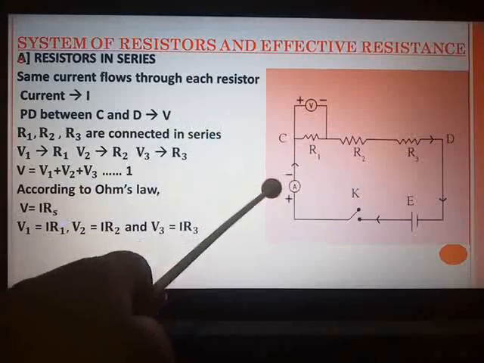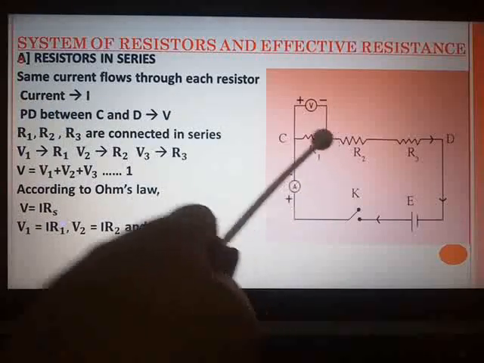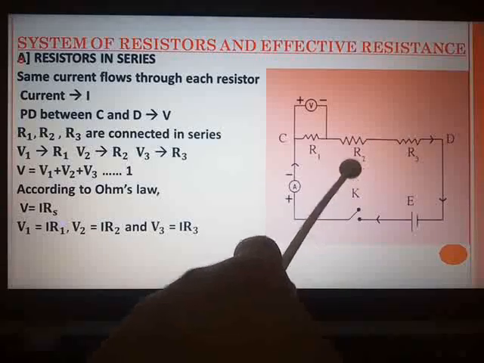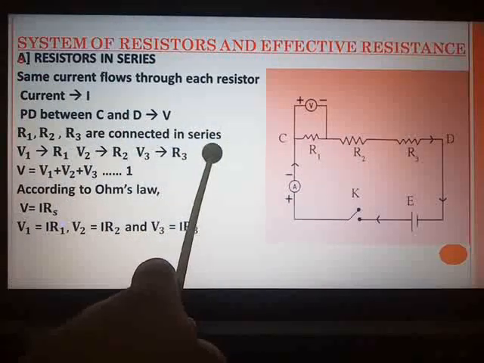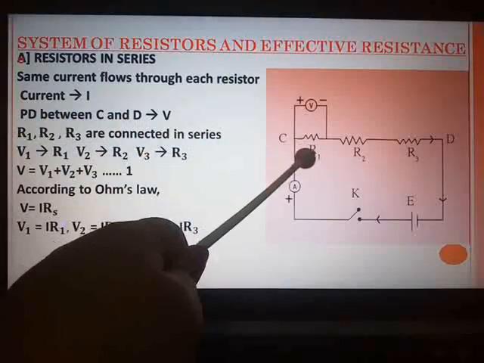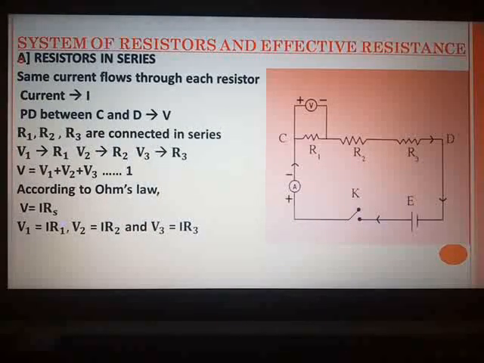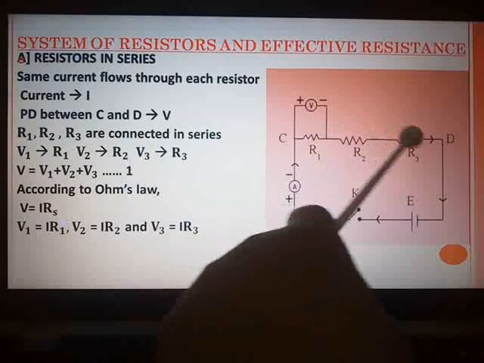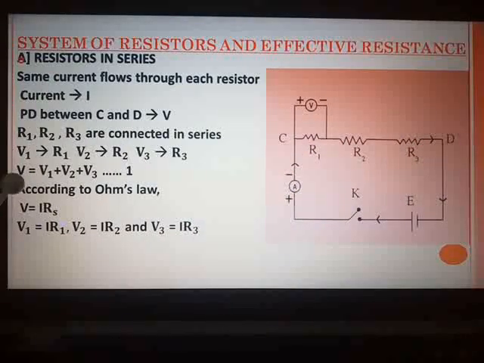How can you measure the amount of current? You can see here an ammeter is placed. R1, R2, R3 are connected one after the other in a single line. The ends of these three resistors are connected, so they are in a series combination. If you measure the potential difference with the help of this voltmeter, it is V1 for R1, V2 for R2 and V3 for R3. The total value of potential difference, that is V, between points C and D will be the sum of the potential differences across points C and D. So V will be equal to V1 plus V2 plus V3.